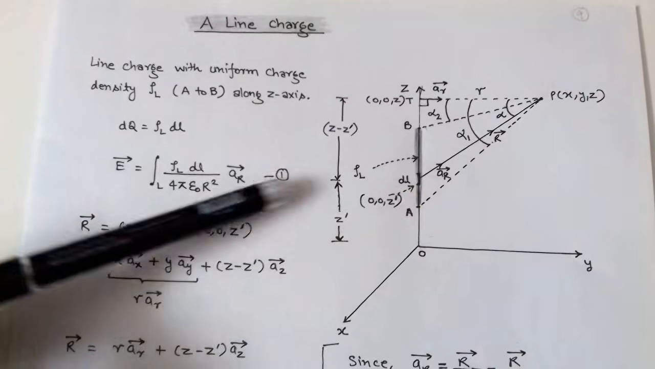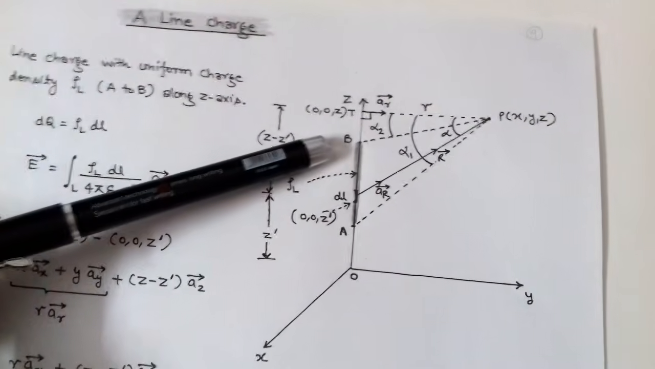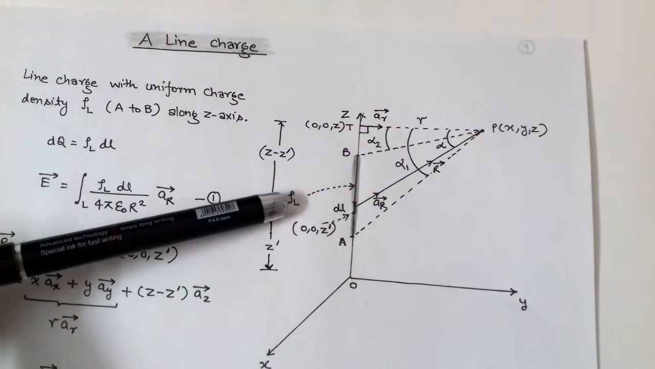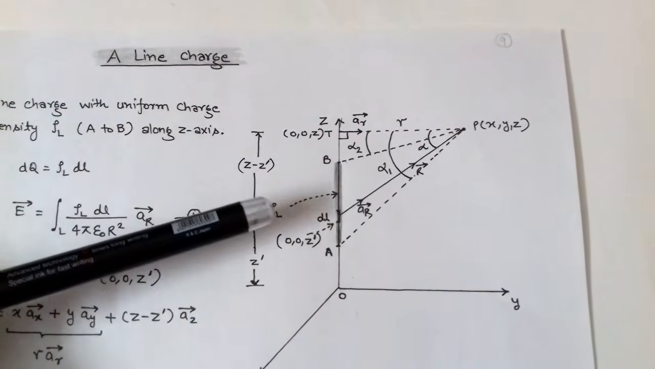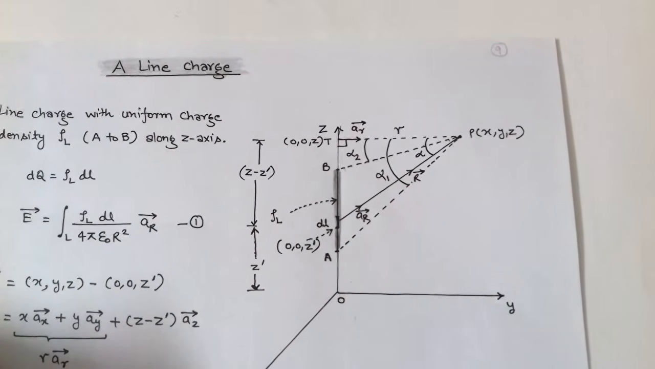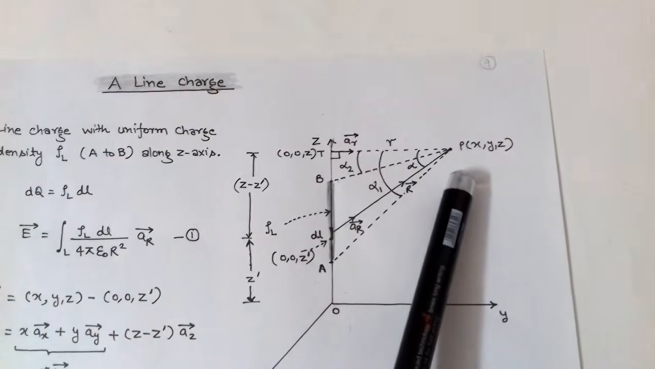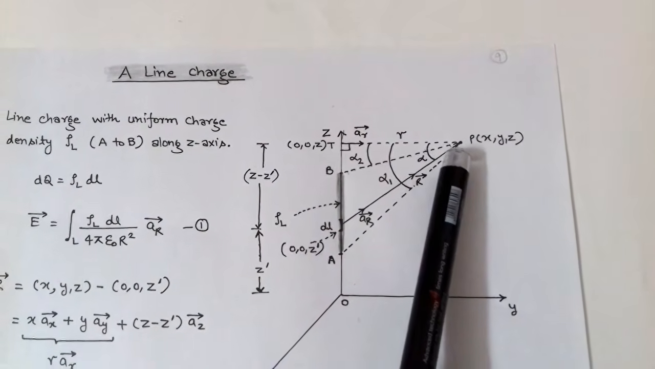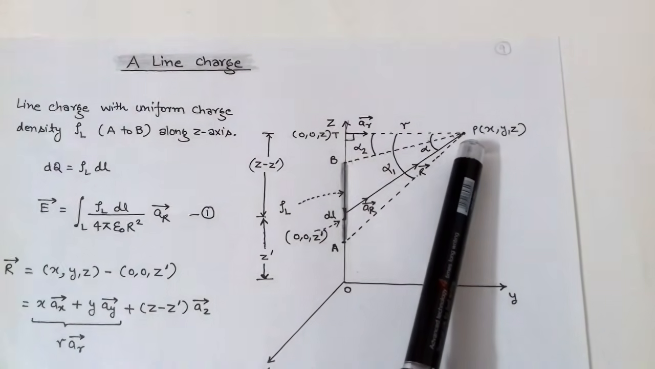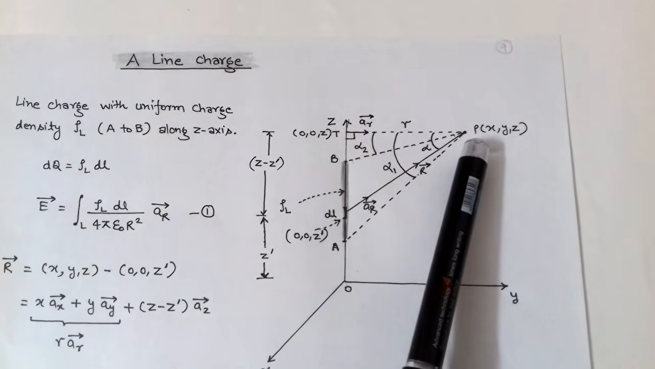Now we take a line AB. AB is a line of uniform line charge density rho L. This line is along z-axis. Now due to this line charge, we have to determine the electric field intensity at point P. This P point has coordinate xyz.